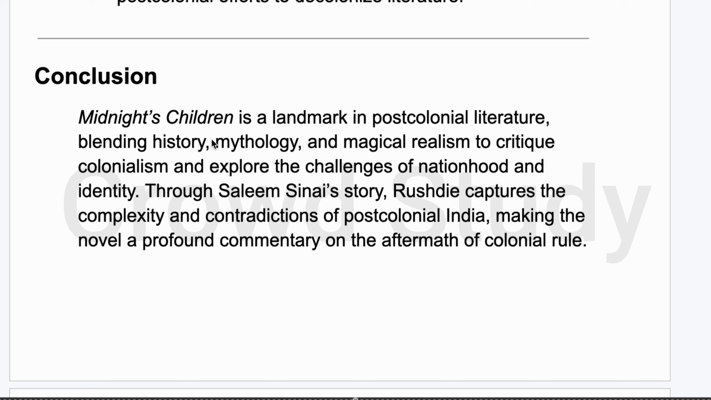The conclusion here is that Midnight's Children is a landmark in post-colonial literature, blending history, mythology, and magical realism to critique colonialism and explore the challenges of nationhood and identity. Through Saleem Sinai's story, Rushdie captures the complexity and contradictions of post-colonial India, making the novel a profound commentary on the aftermath of colonial rule.